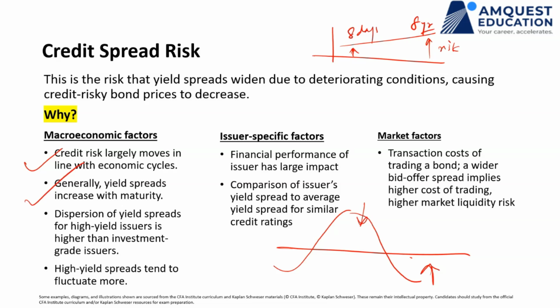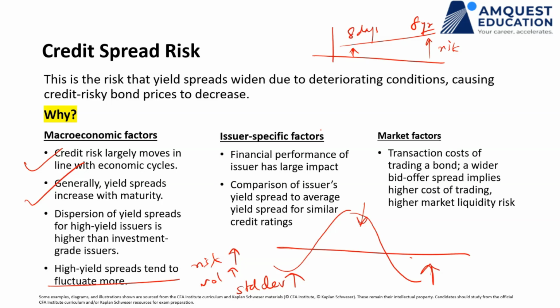Dispersion of yield spreads for high yield issuer is higher than investment grade. Absolutely. For high yield, obviously the spreads will be larger because the risk is also very large. High yields tend to fluctuate more. They are more volatile. Why are they more volatile? Because the risk perception is also more. So if the risk is more, volatility is more. We are talking standard deviation is also more. Fluctuations are more.